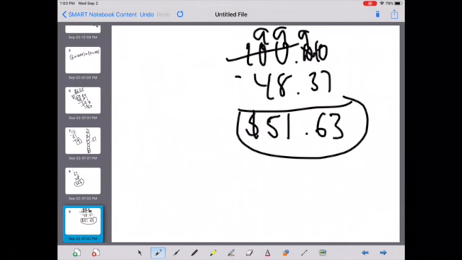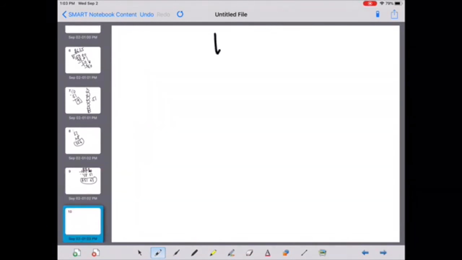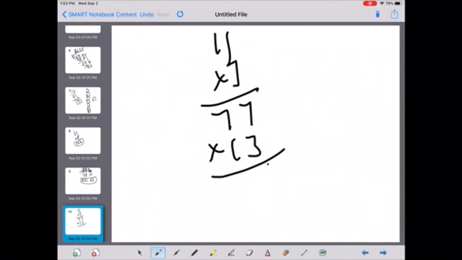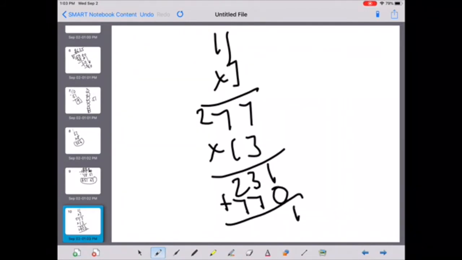Number 22, dots mean multiply. So I have 7 times 11, gives me 77. I'm going to take 77 times 13. Gives me 21, carry the 2, 21, 22, 23. Add a 0, 77. Put them together, 1, 0, carry, 10. So I got 1,001 when I'm done with the multiplication.